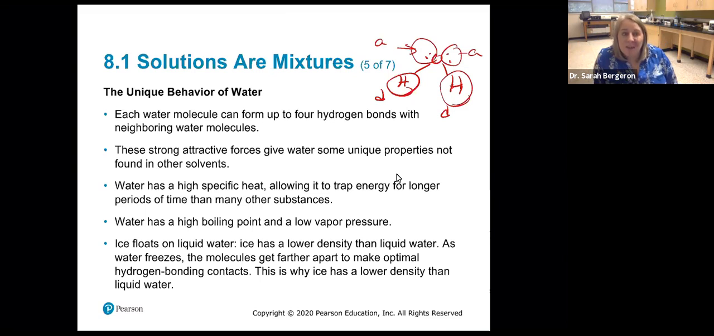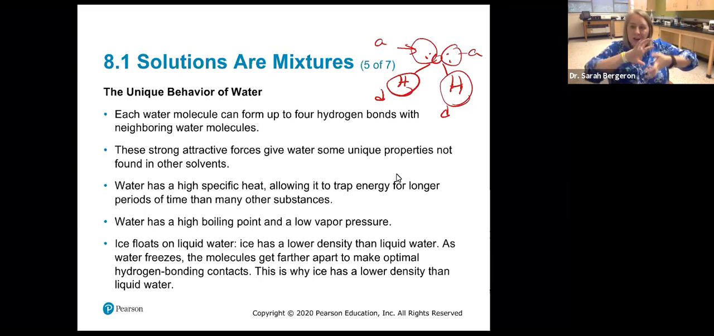And the really amazing thing that we all take for granted on a daily basis is that solid water floats on liquid water. This is one of the only substances where this happens. So when water freezes, the optimal configuration for water in a solid state, the water molecules kind of space out so that they can make optimal hydrogen bonding contacts and basically stay in that position.